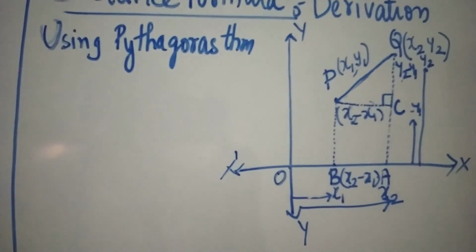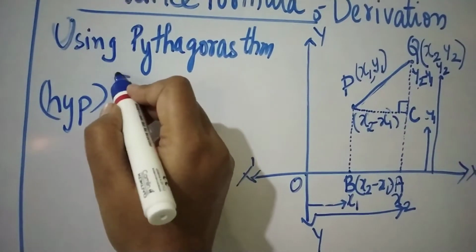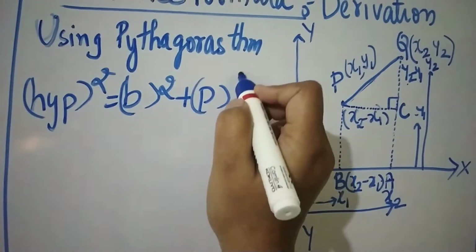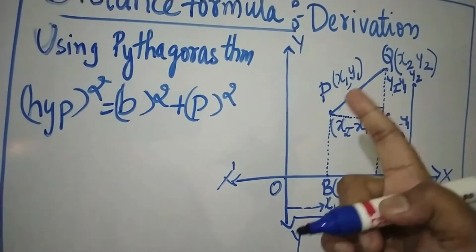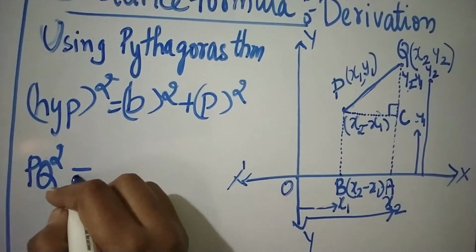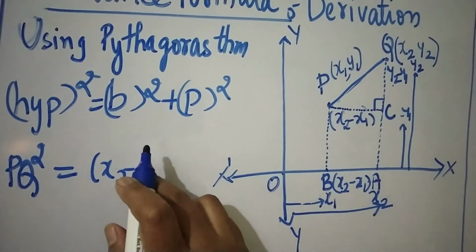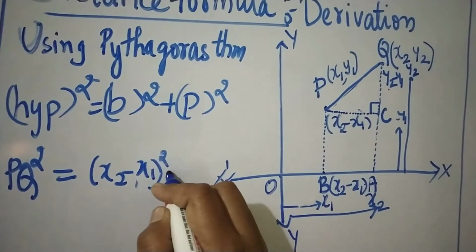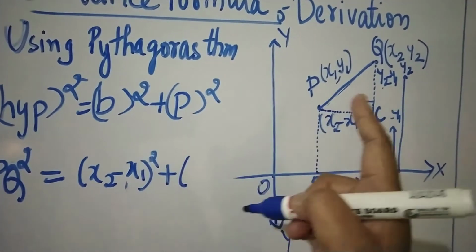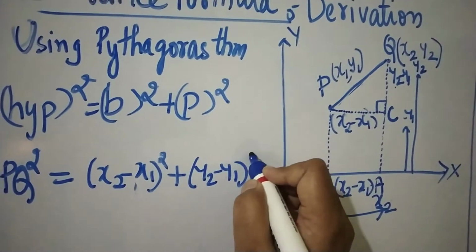Now we'll be using the Pythagoras theorem. The theorem says hypotenuse square is equal to base square plus perpendicular square. So here the hypotenuse is PQ. So PQ square is equal to the base x2 minus x1 whole square plus the perpendicular y2 minus y1 whole square.